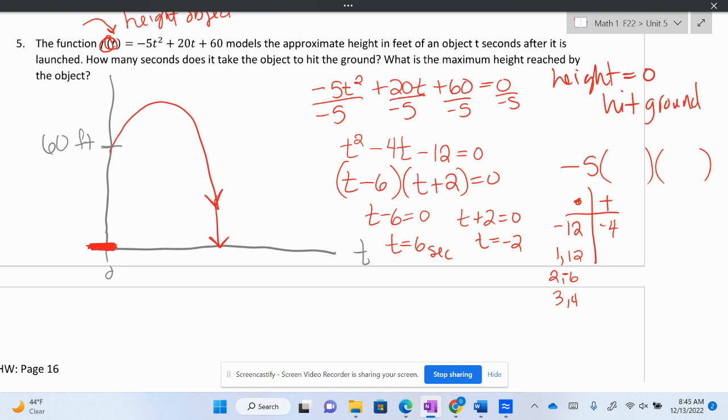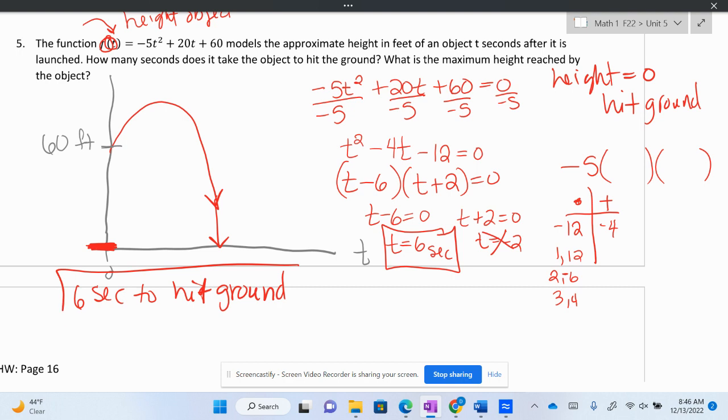Is it possible for that book that you threw off the roof to hit the ground -2 seconds before you even threw it? That just doesn't even make sense, right? So can you have a negative time value? No. So how long did it take your textbook to land, or your computer, or whatever you threw, Mrs. Bischoff? How long did it take to fall and hit the ground? 6 seconds. 6 seconds to hit the ground. That's the first part of this question.